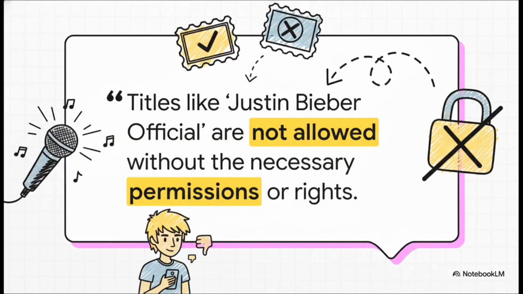The policy actually gives this fantastic, super memorable example. You can't just create a fan app and call it Justin Bieber Official. Why? Because that title makes a direct claim. It says you're endorsed, you're authorized. Unless you've actually gotten permission from his team, that title is a clear violation, period.